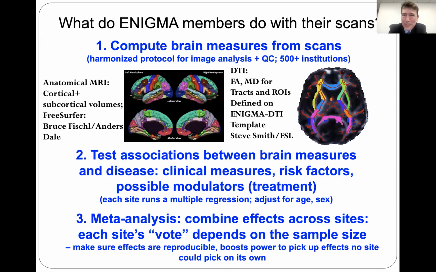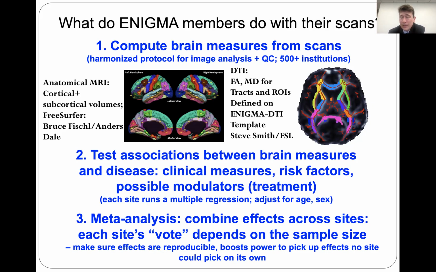So here's what ENIGMA members do, first of all. They'll compute brain measures from their brain scans. If it's MRI, they might use FreeSurfer. If it's DTI, they might use TBSS, part of the FSL toolkit. They'll then, at each site, test associations between the brain measures and interesting factors, either diagnosis of disease or clinical measures or risk factors, or maybe modulators such as treatment that we want to see if they have a consistent effect worldwide. Each site runs a multiple regression. They adjust the regression for age and sex and other confounds.